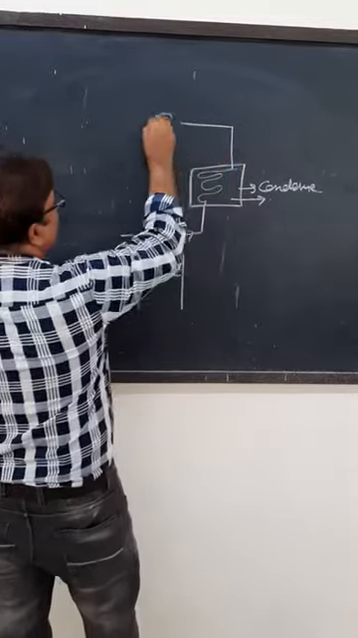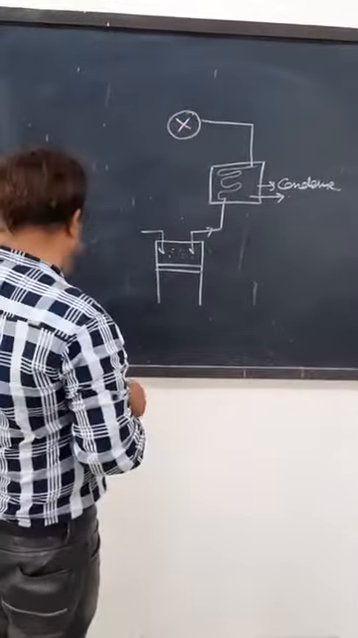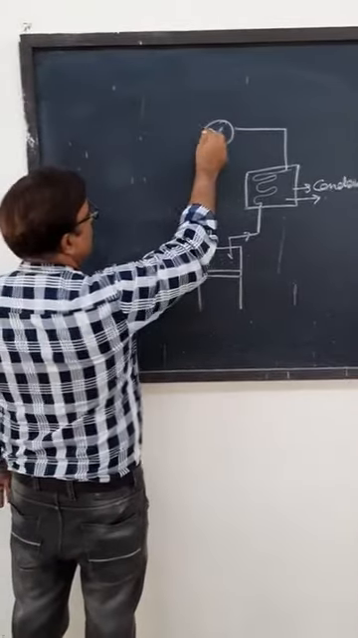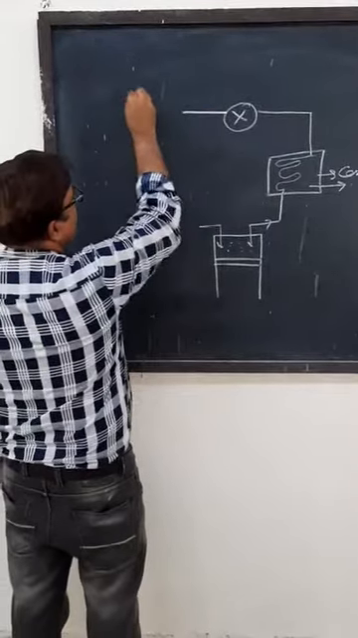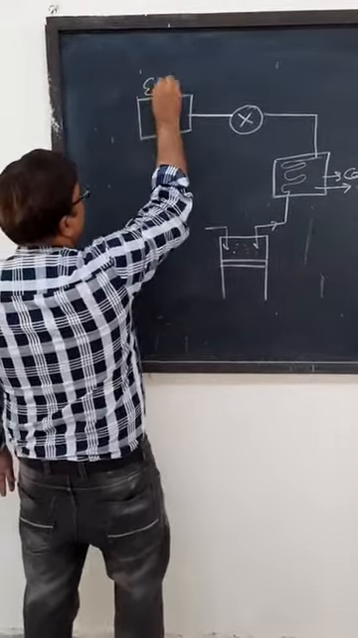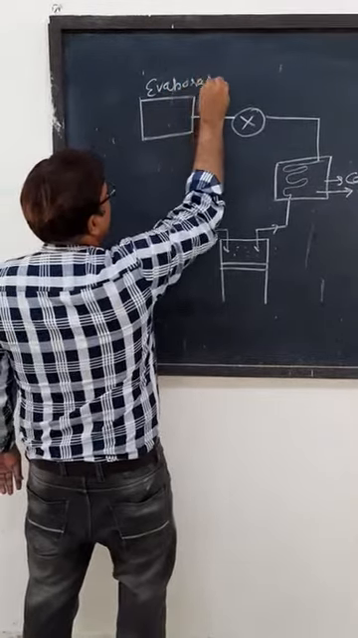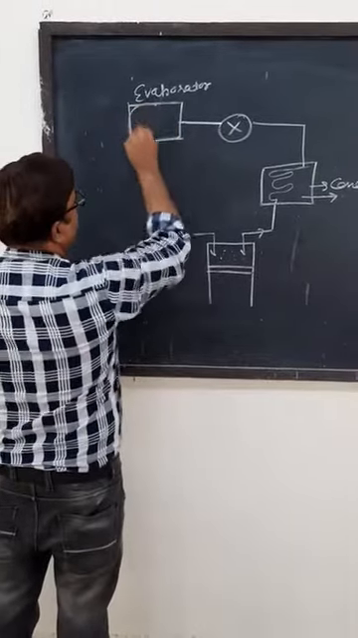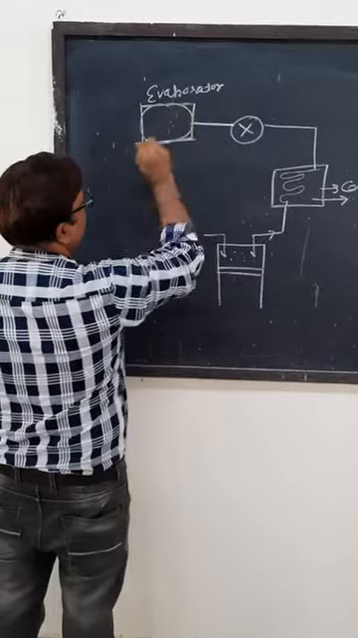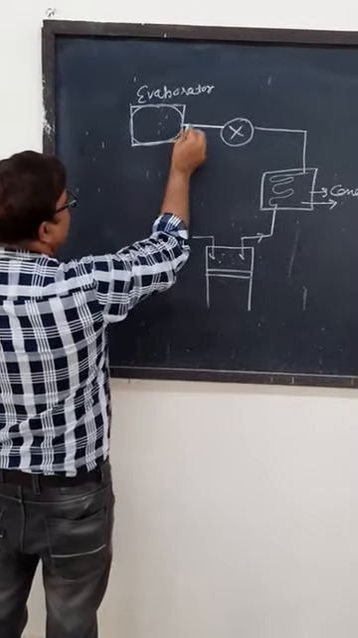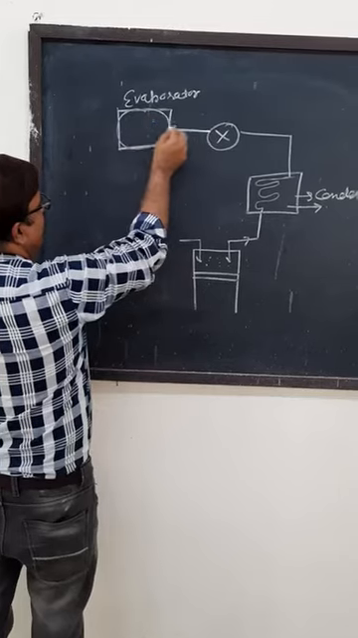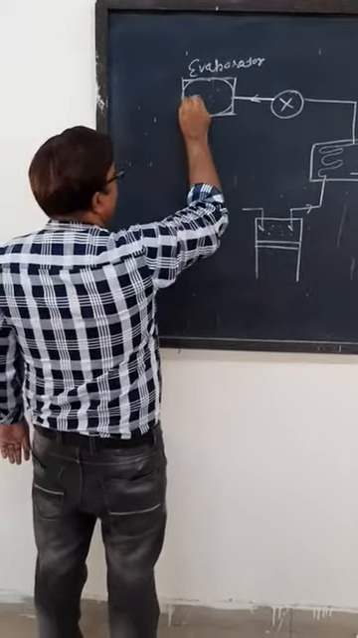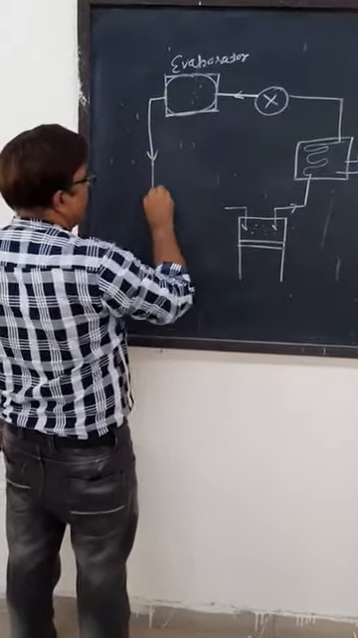After this, it will pass through the expansion valve. The main function of the expansion valve is to reduce the pressure. When the pressure is reduced, it will then pass through the evaporator. The main function of the evaporator is to absorb the heat from this enclosed space. When the refrigerant passes through the evaporator, it absorbs the heat from there, and its temperature and pressure increase again. So the liquid phase which is coming from the condenser is again converted into vapor refrigerant.